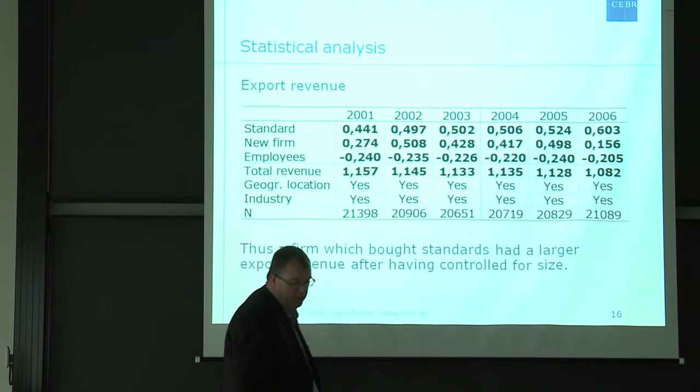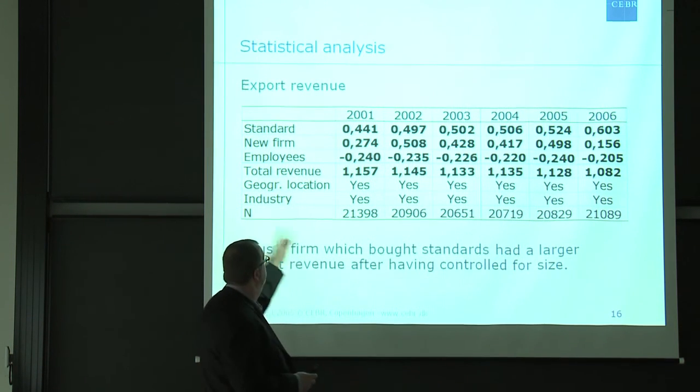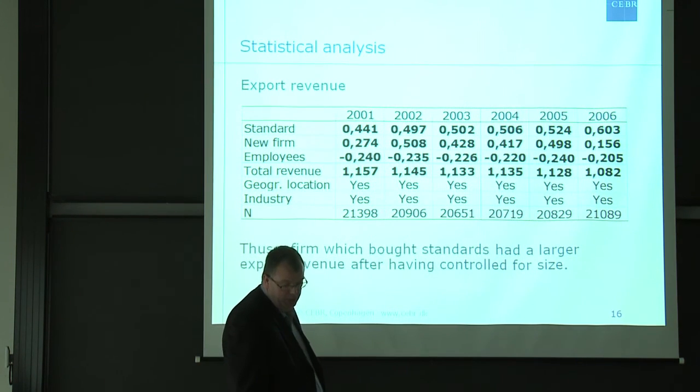The same here for export revenue. We can see that here also the standard variable, which is on the top row, has a clear, significant positive influence. We have controlled for approximately the same variables here.